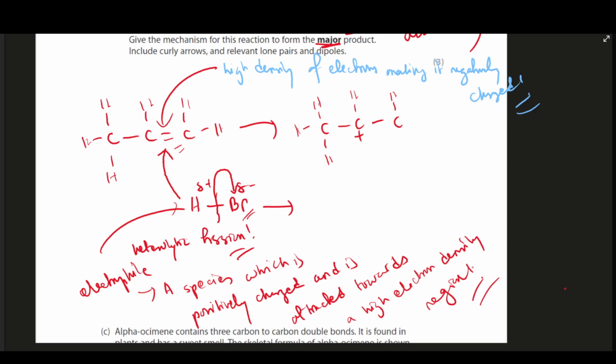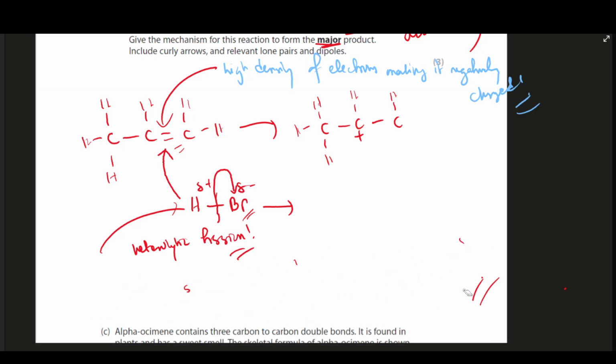Have you guys written the electrophile definition? The ones who are confused, should I erase it? Ilham, Sylvia. Okay, okay, okay. Let's move on.